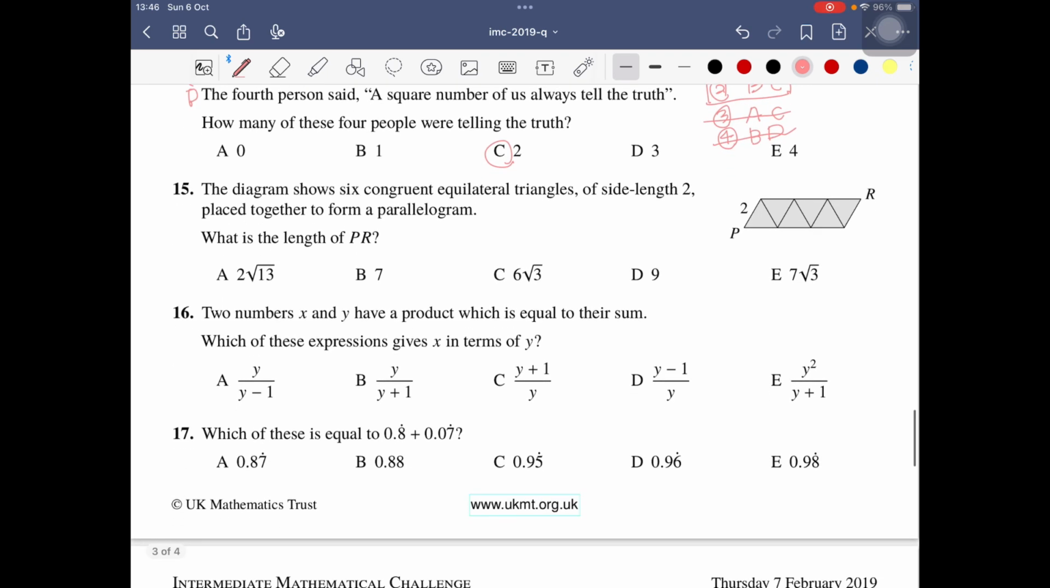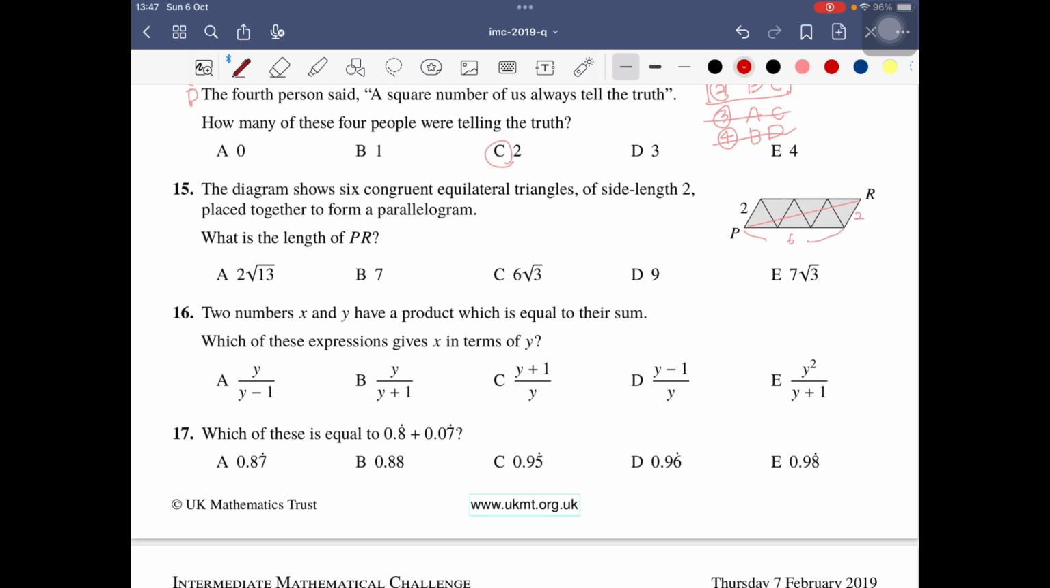Number 15, the diagonal shows 6 congruent equilateral triangles. 1 2 3 4 5 6. Okay, side length 2, parallelogram, length of PR, from here to there. Let's see how we can make it. So this is 2 and this is 6.